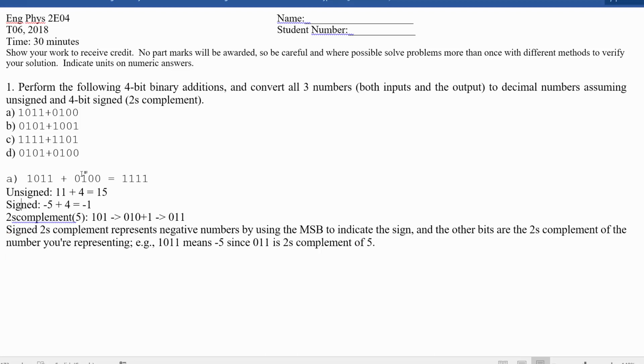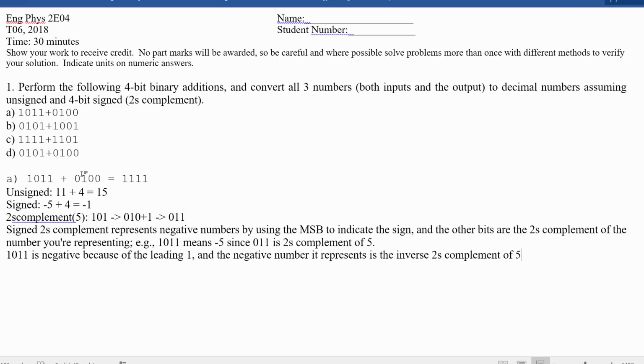Now that's great for understanding how to go from negative 5 to the representation of 1011, but how do we go in the other direction? How could we figure out that this represents negative 5 if we're starting with this? Well, you could reverse this formula. If you start with 1011, then you know that's a negative number because of the leading one, and the negative number it represents is the inverse 2's complement of 011, doing the same formula backwards. We subtract 1 to get 010, and then take the complement of that, which is 101. That's 5.